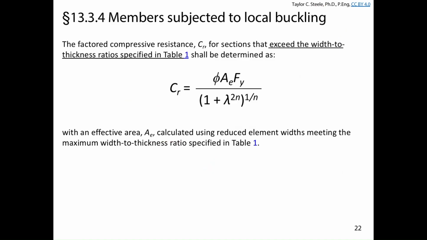And so it's no different. The only difference here: lambda is calculated the same way. You don't reduce the section for lambda. Fy is the same, n is the same. The only problem is if we have a section where the flange or the web does not meet Table 1 requirements, we have to reduce the area effective in compression. So what does that mean for us? Well, it says here we calculate the effective area using reduced element widths that meet Table 1 requirements.